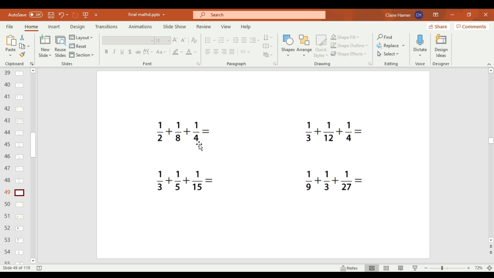So I know that I will need to change 1/2 into 8ths, and I will need to change 1/4 into 8ths. And then I can add. So in each question you'll only need to change 2 of the fractions. So just pause the video and work out what's the common denominator, the common multiple in each calculation.